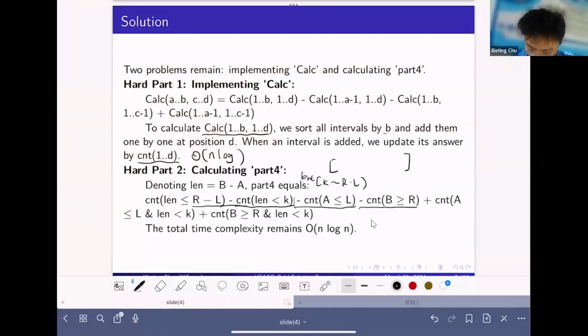Now let's look at which intervals are subtracted too much, subtracted mistakenly. We find that if the left position is less than L and the length is less than K, then we accidentally subtract it one more time. So we add them back. Now part 4 turns into a long formula like this.